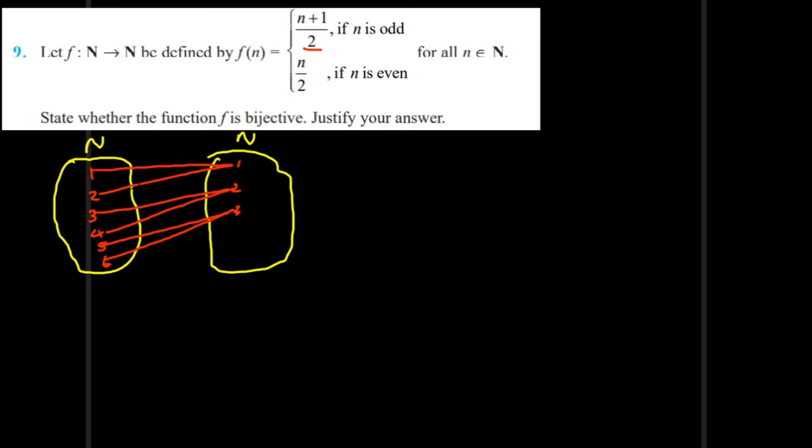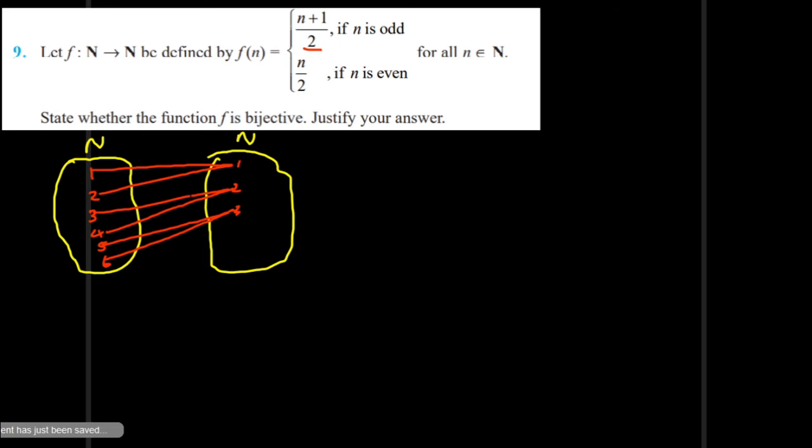So this is a mapping, etc. From here you can check this. We have to state whether the function is bijective. Justify your answer. Here, listen: 1 and 2 have the same image 1, and 3 and 4 have the same image 2, and 5 and 6 also have the same image 3. This means this is not a one-one function.